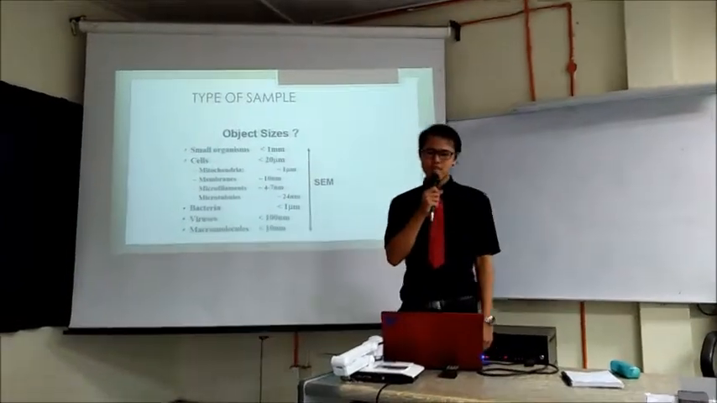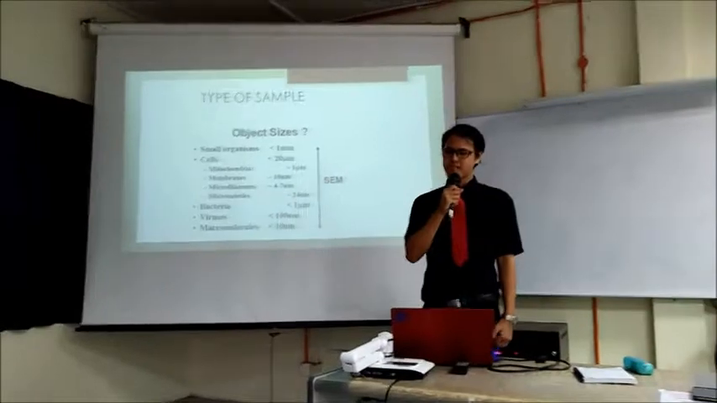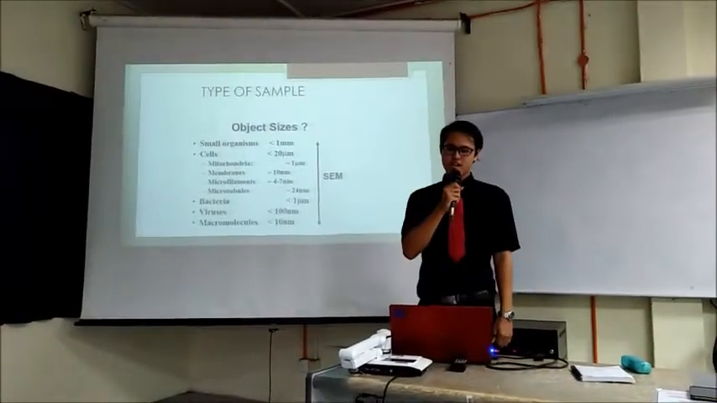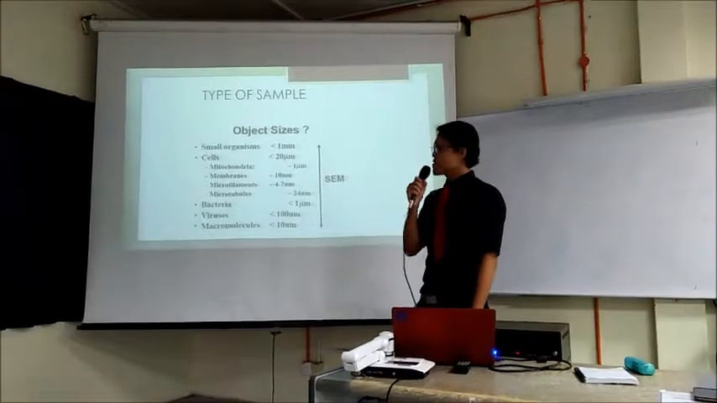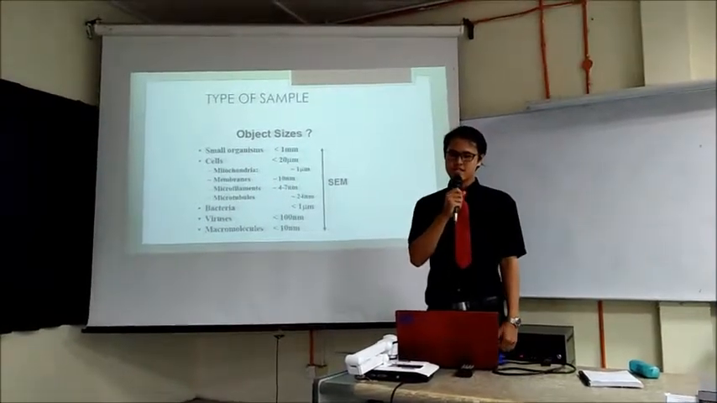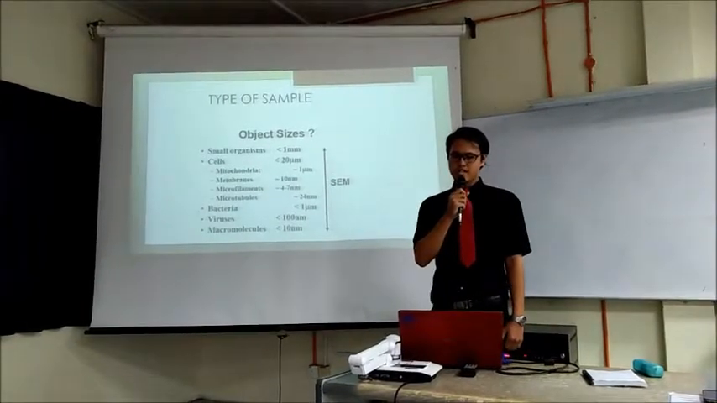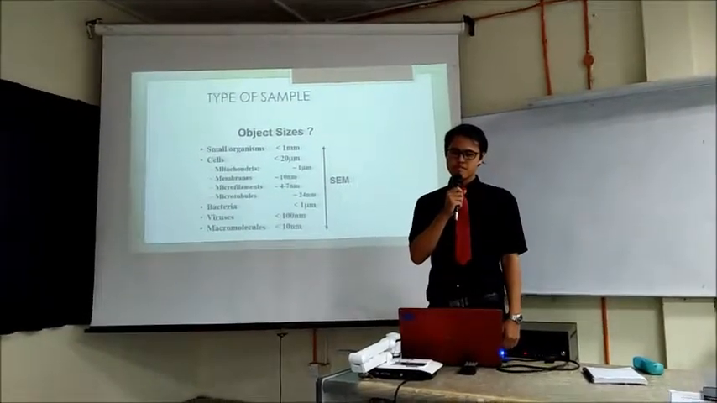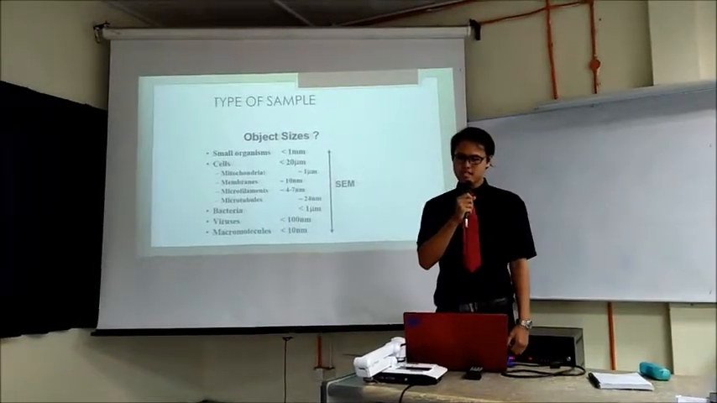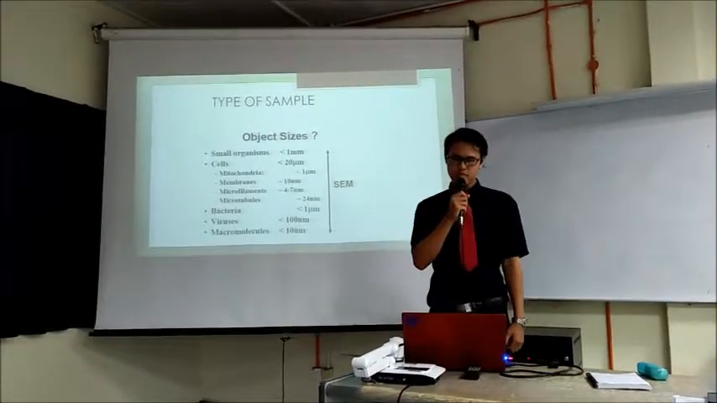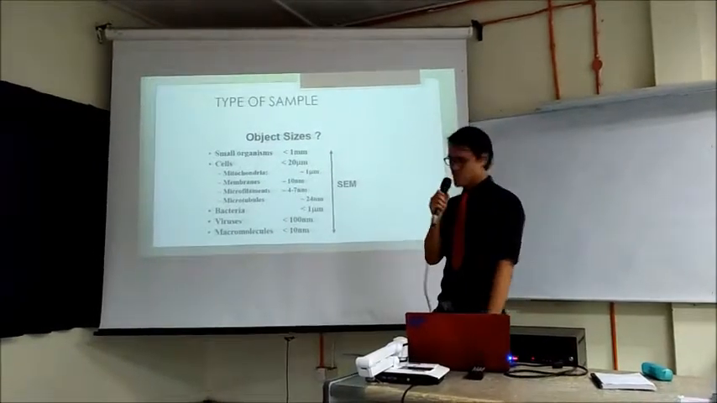I will present about a type of samples. First of all, this is a range of object size, sample size. For small organisms, the range is below 1 millimeter, and for cells it is below 20 micrometers. For bacteria, it is below 1 micrometer. Viruses are 100 nanometers and below. For macromolecules, it is 10 nanometers and below.